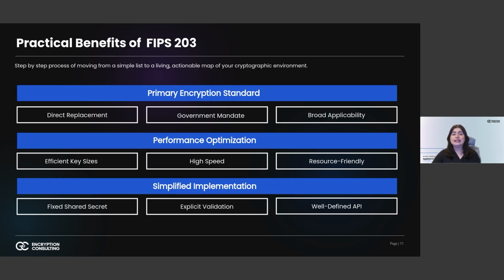Finally, it provides a clean, well defined API that acts like a clear blueprint for developers. This streamlines integration into existing systems, reducing development effort and helping you get to market faster with a secure solution.